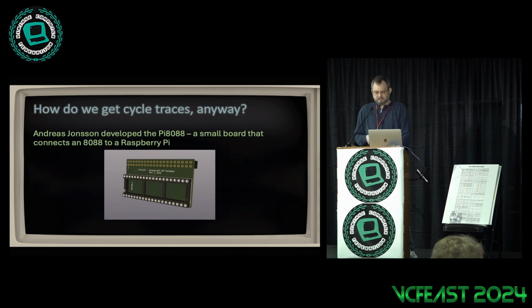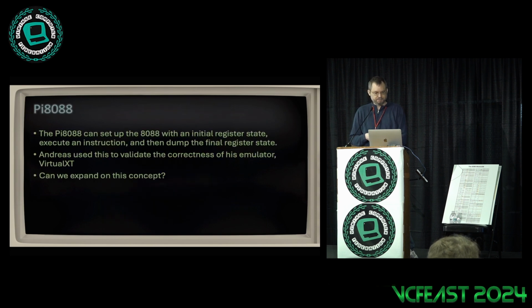So a little sidetrack. It's good to know how we get hardware cycle traces. Andreas Johnson, developer of VirtualXT, pioneered this process, at least as far as I know. He came up with this little board, just a passive socket to GPIO adapter. And he wrote some really cool code for it, so it can set up an initial register state, execute an instruction, and dump the final register state. And he used this to validate his VirtualXT emulator. And I thought, well, he isn't trying to be cycle accurate because he's not insane, but I thought I could expand on it a little bit.